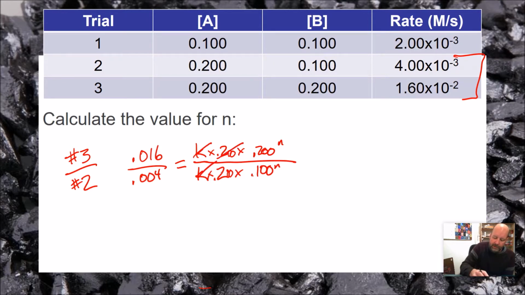These all cancel, just like before. This is going to be 4, because 16 over 4 is 4. And now we've got basically 2 to the n, right? I kind of shortcutted some of that stuff, but it's the same as what we did before. It's just going to be 0.200 over 0.100, that whole quantity raised to the n, and that's 2, right? 0.200 over 0.100 is 2, so 2 to the n. So in this case, n equals 2.